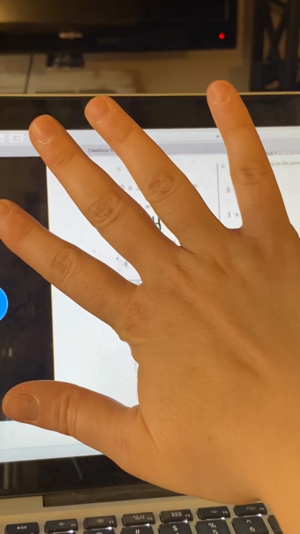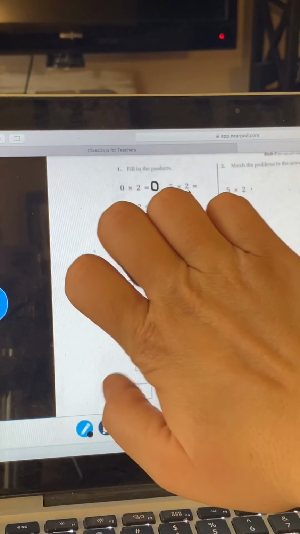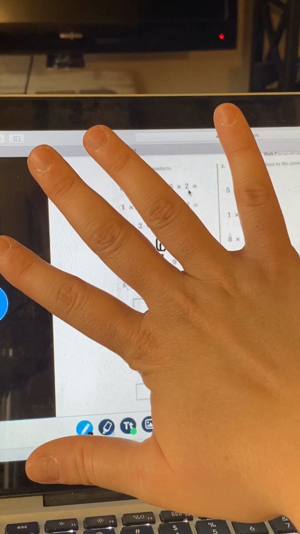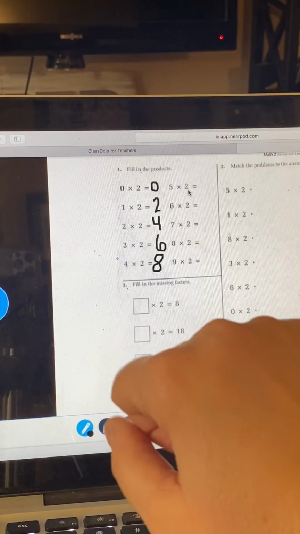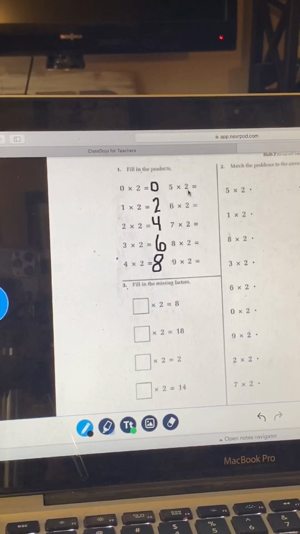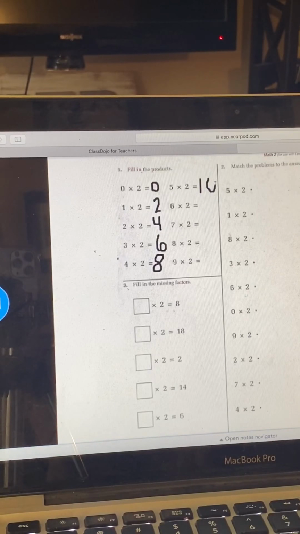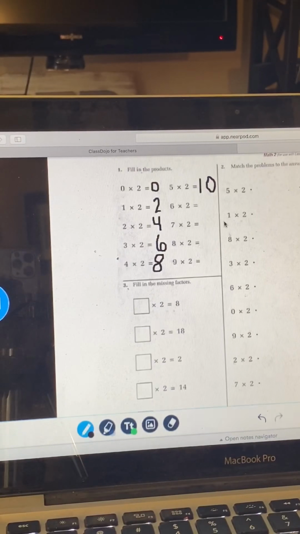If I counted by 2s 5 times, let's see. 2, 4, 6, 8, 10. That's 5 groups of 2. Or I can count by 5 2 times. 5, 10. Did I get the same answer? I did. So if I see a problem that I already know, like I already know how to count by 5s, I can check my answer that way.